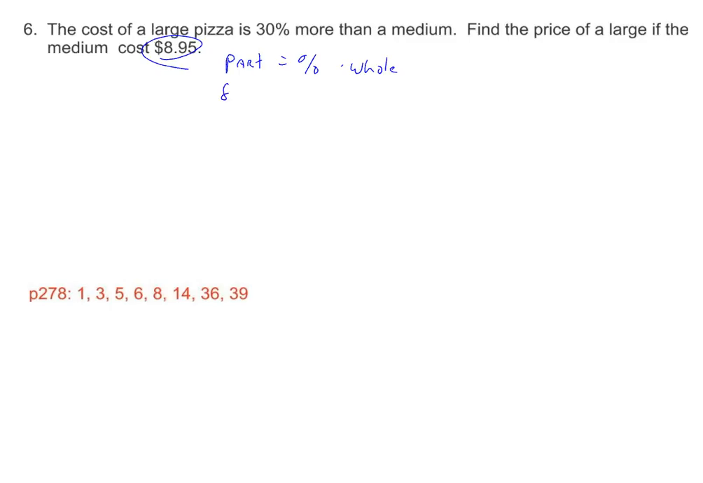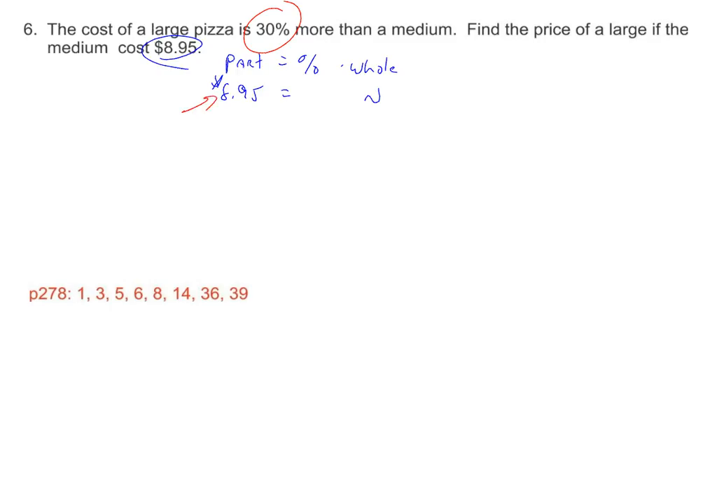Now, hopefully you used part equals percent times the whole. The 895 has to be the part. The whole has to be the variable. But here's the problem. A large pizza is 30% more than a medium. We must figure out how much of a large is a medium. That's the problem. This number involves the medium. So this is tricky, I know.